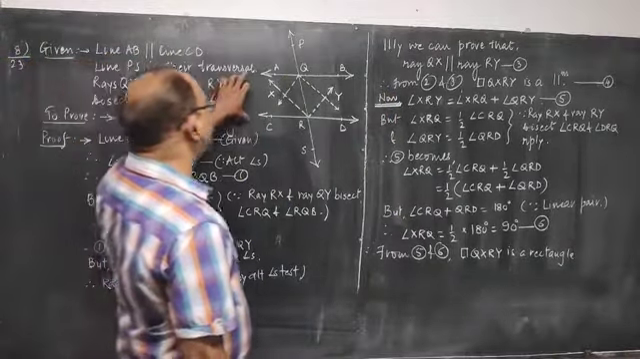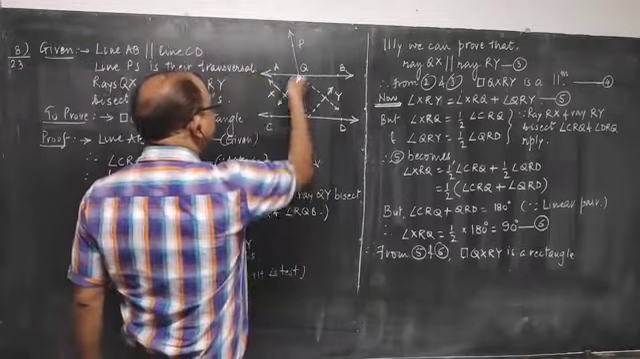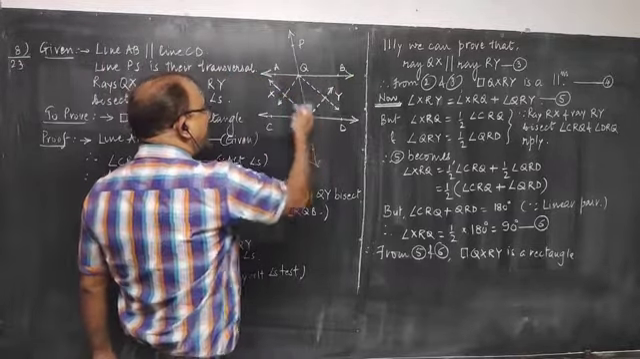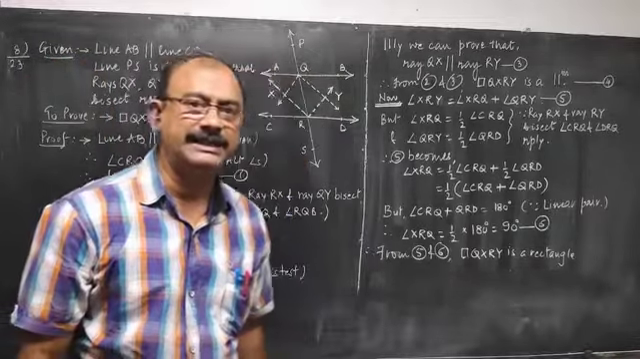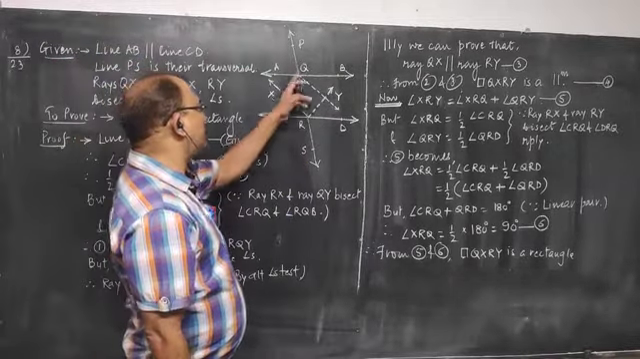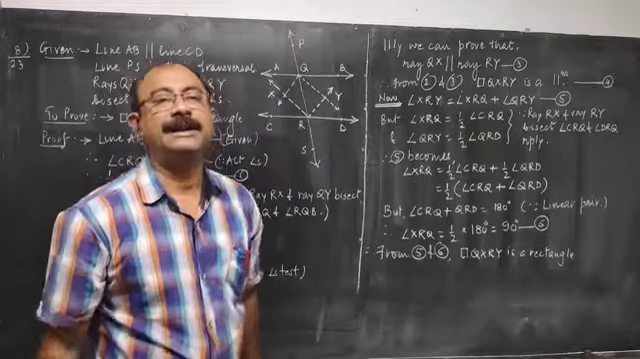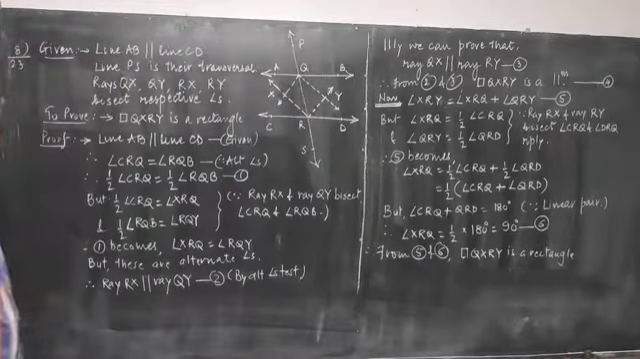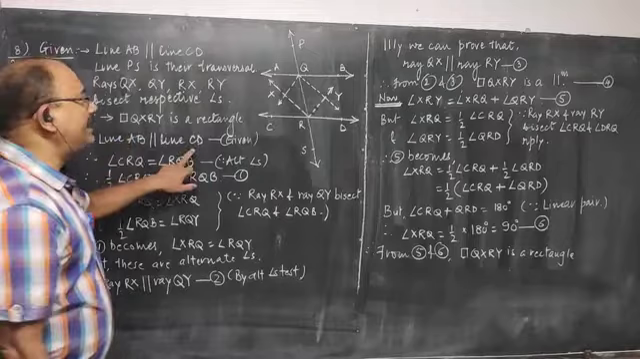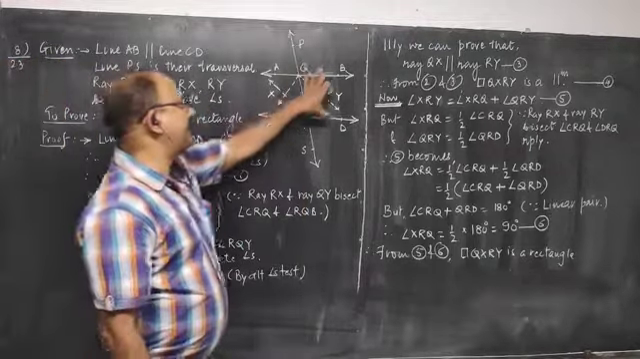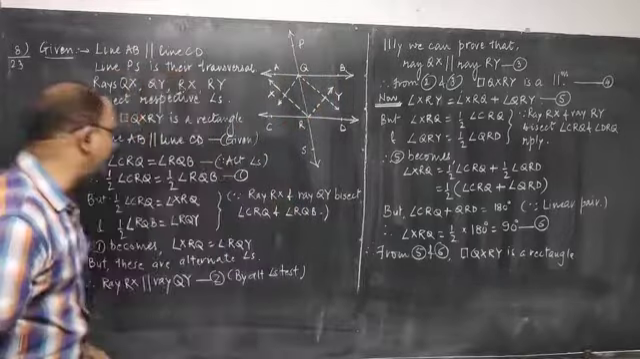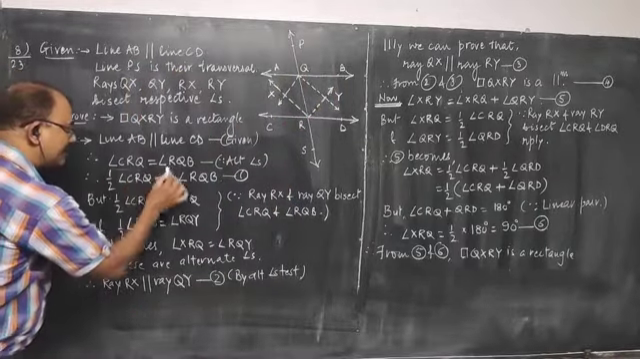We are given that these two lines are parallel and these four rays QX, QY, RX, RY are the respective angle bisectors. We have to prove that quadrilateral QXRY is a rectangle. Let us start with the proof. Line AB is parallel to line CD. If these two lines are parallel, we know that alternate angles are congruent. So we have written CRQ is equal to RQB.